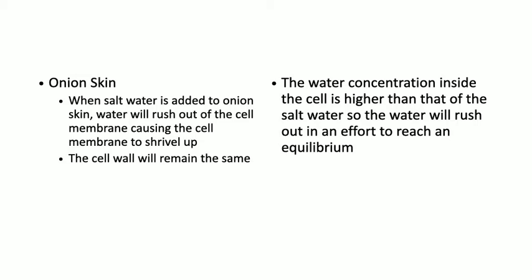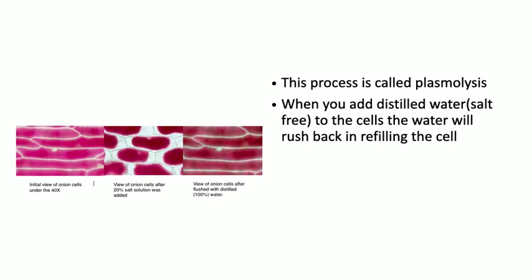When salt water is added to the onion skin, water will rush out of the cell membrane, causing the cell to shrivel up. The cell wall will remain the same size. The water concentration inside the cell is higher than that of the salt water, so the water will rush out in an effort to reach an equilibrium. This process is called plasmolysis.